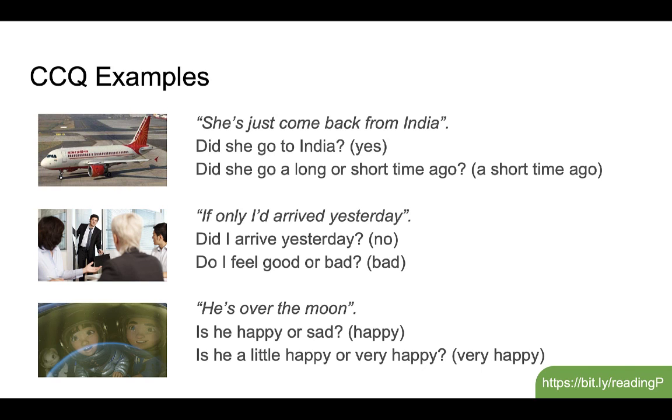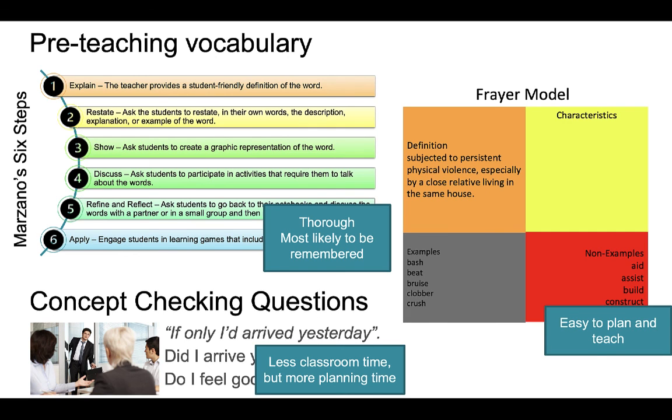They also really help to reinforce grammar, tenses, timings. So they're a really powerful method, and if you are a language teacher, they are really important to help you to teach, and definitely bread and butter of anybody who's done CELTA or teaches English as a foreign language. Mazzano's is thorough, most likely to be remembered. Frayer model is easy to plan and teach, and concept checking questions take less classroom time, but more planning time. So those are the three that I would say are really helpful for teaching that more important vocabulary.